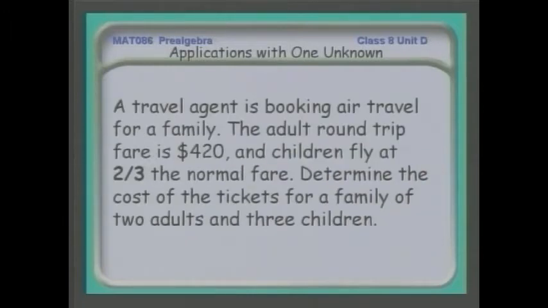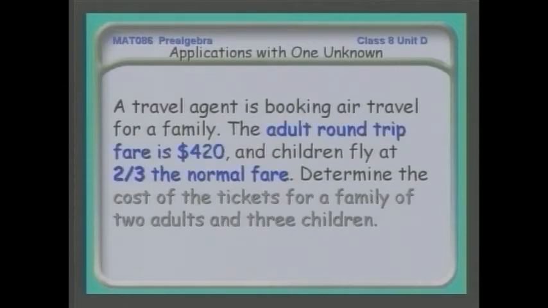Here's yet another problem. A travel agent is booking air travel for a family. The adult round-trip fare is $420, and the children fly at 2/3 of the normal fare. What's the cost of the tickets for a family of 2 adults and 3 children?